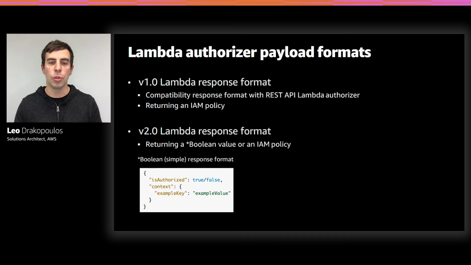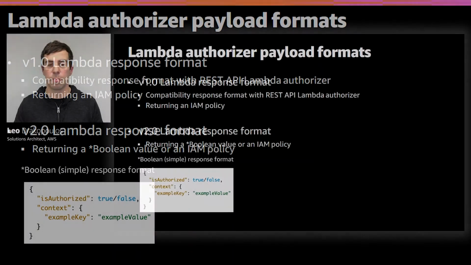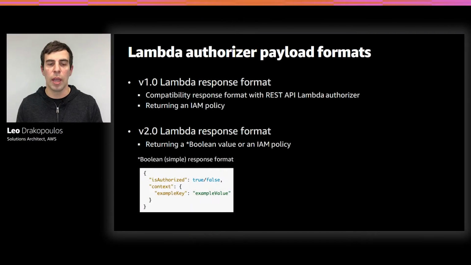The version 2 Lambda response format is slightly different. So it can either return a Boolean value or again an IAM policy. And the Boolean, or else simple response format, as we call it, there is a true or false is authorized decision, and you can also pass some information within the context object.